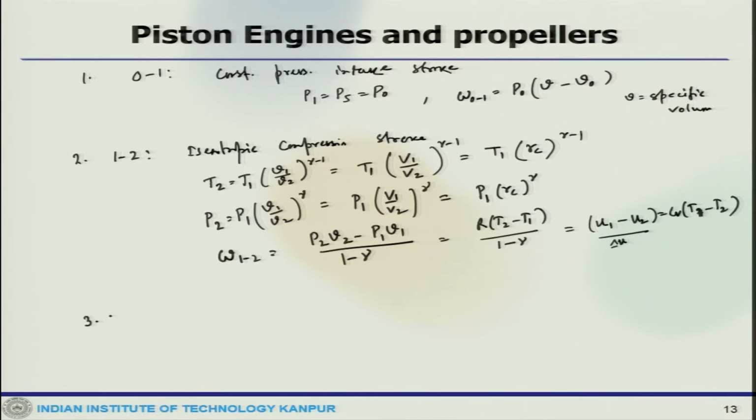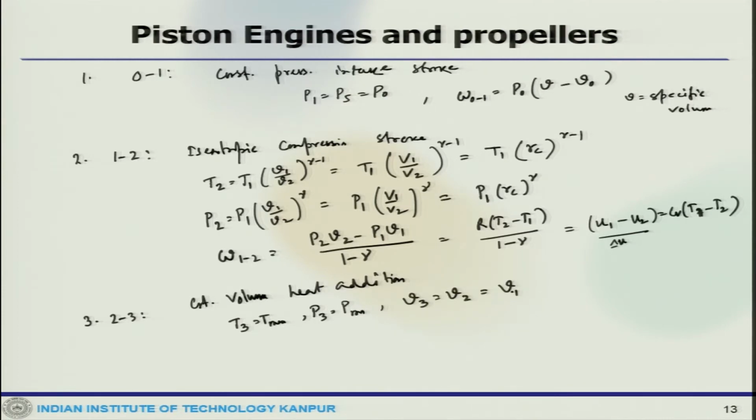Now, the process 2 to 3, this is the constant volume heat addition process, or the combustion. So, here T 3 would be T max, P 3 would be P max, V 3 would be V 2 or V at TDC, and work for 2 to 3 would be 0.